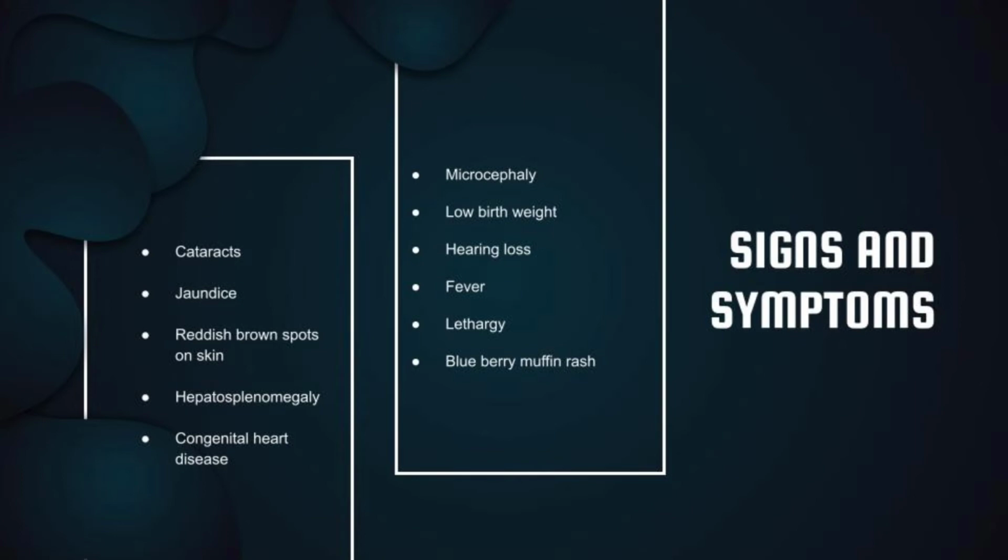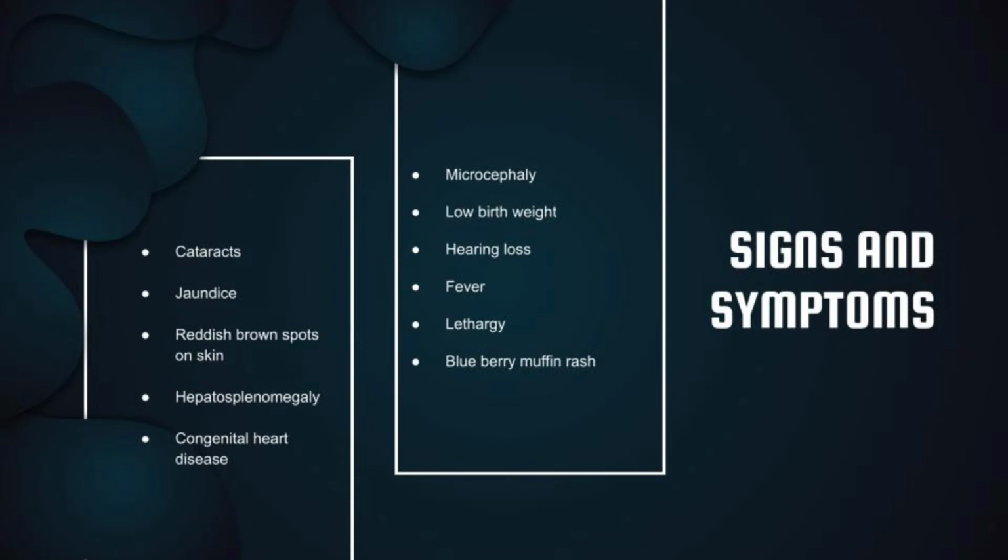For the signs and symptoms of TORCH infection, we have here cataracts. Cataracts are the clouding of the lens of the eye, which is normally clear. Most cataracts develop slowly over time, causing symptoms such as blurry vision. Next is jaundice. Jaundice is a yellow color seen in the skin of many newborns. Jaundice happens when a chemical called bilirubin builds up in the baby's blood.